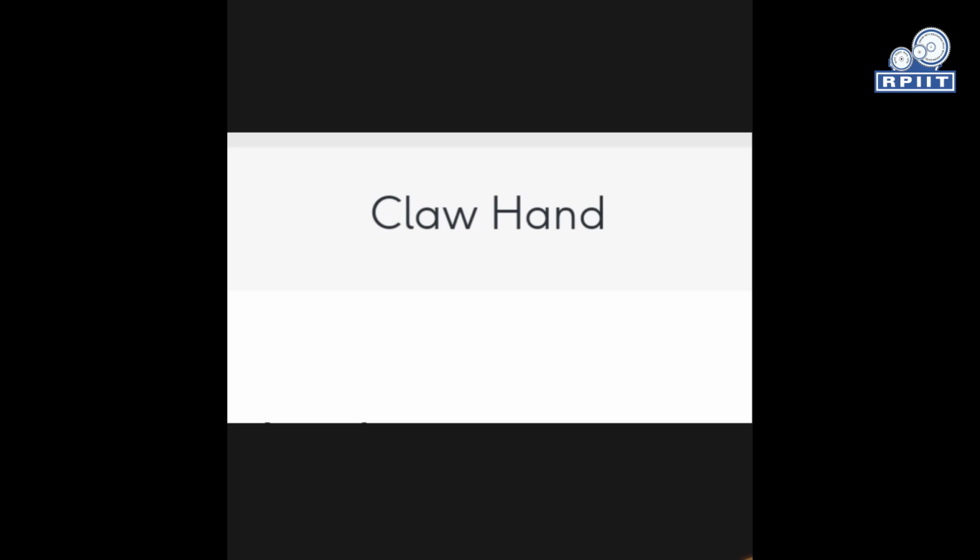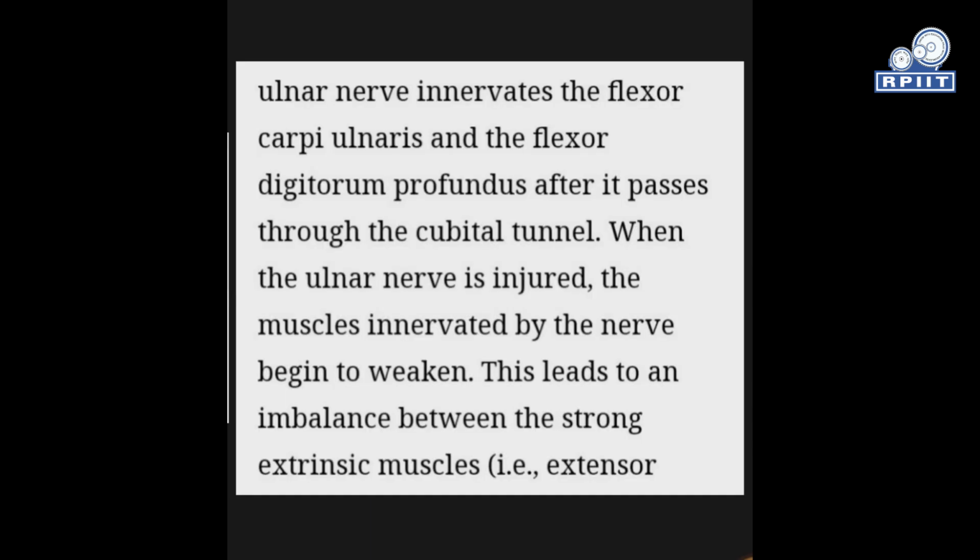So today's topic is claw hand. What is the claw hand? It is a condition in which the fingers are curved or bent. This condition can affect one or more of the fingers on one or both hands.